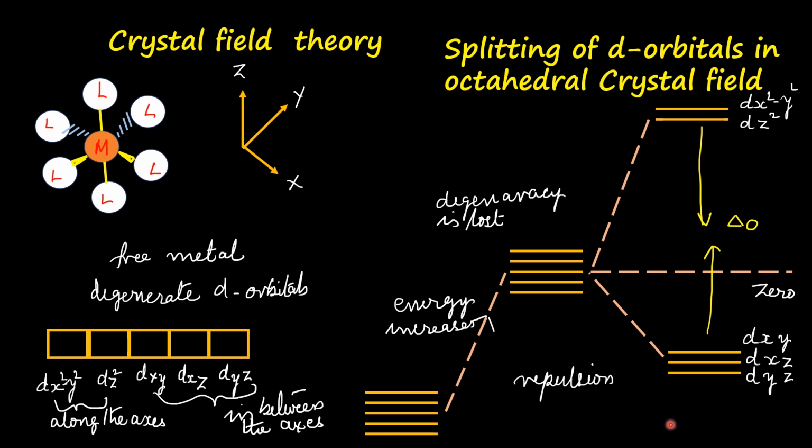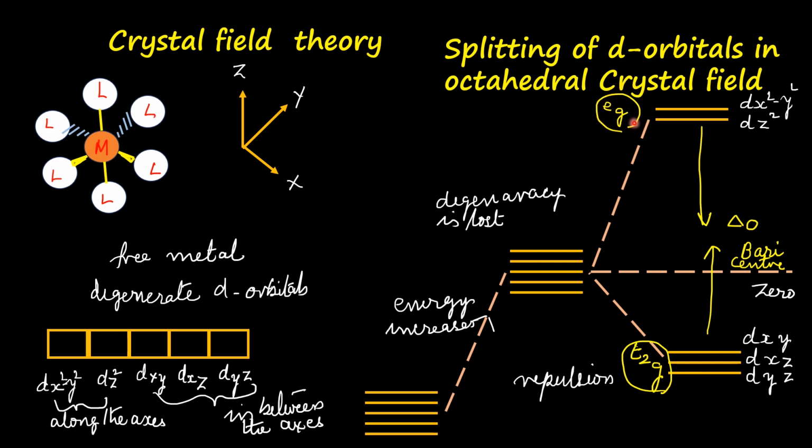For different shapes, the splitting energy will be different. The two orbitals with greater energy are called Eg orbitals, and the orbitals with lower energy are called T2g orbitals. The terms Eg and T2g are spectroscopic terms. Let me note the term barycenter here. The two Eg orbitals are along the axial line.